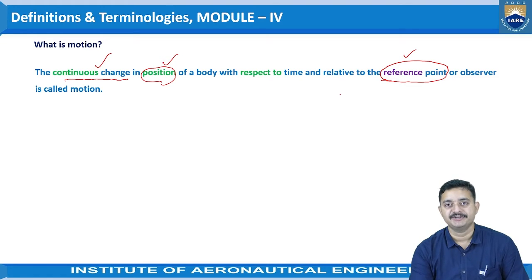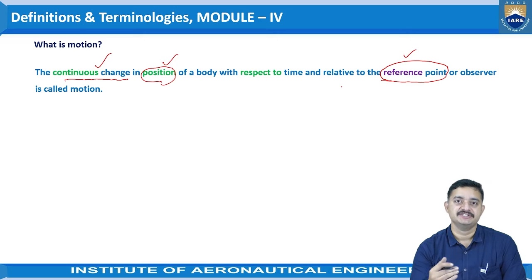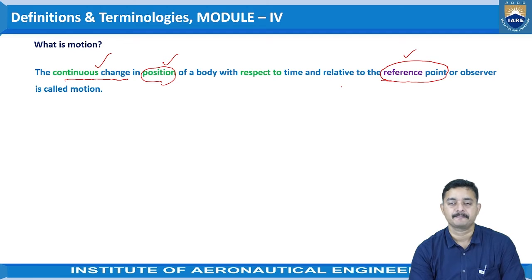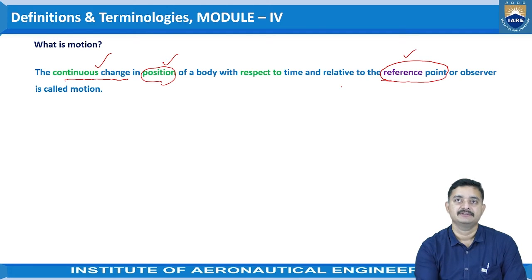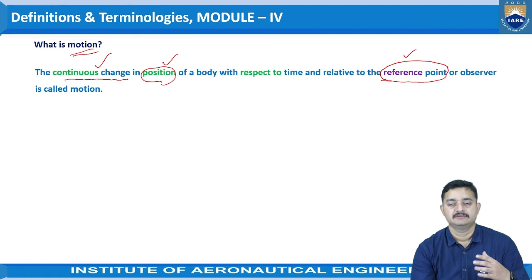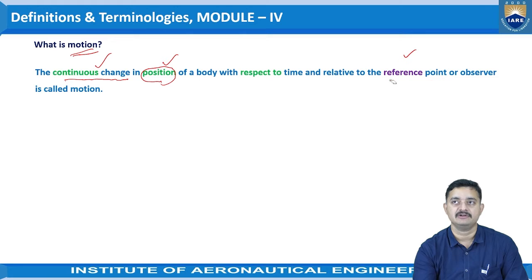A body is said to be in motion when it is changing its position. The position is with respect to some reference datum. So when a body is continuously changing its position with respect to some reference position or reference datum, then it is treated as in motion. Once it is changing its position continuously with respect to some reference, it is treated as moving, or we can say that the object is in motion.